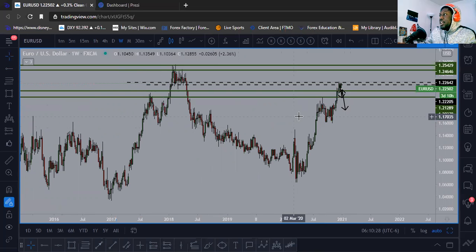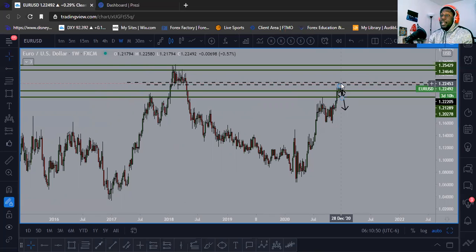I don't really care for this area that it came to, but it could definitely hold here, as this was used as a support previously. Now it's being used as resistance on a weekly time frame. So price could definitely hold right here and drop. But like I said, for me personally, I just want price at this point to go up to 1.2500 and then I can see what I'm going to do from there.